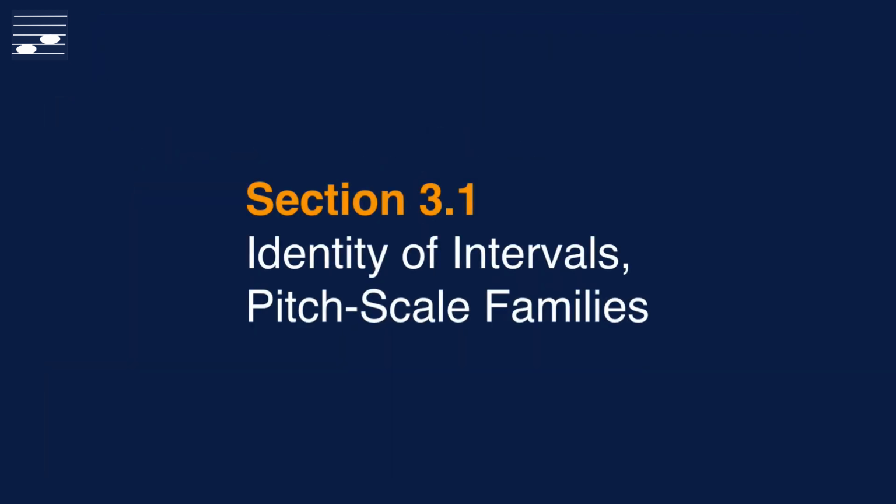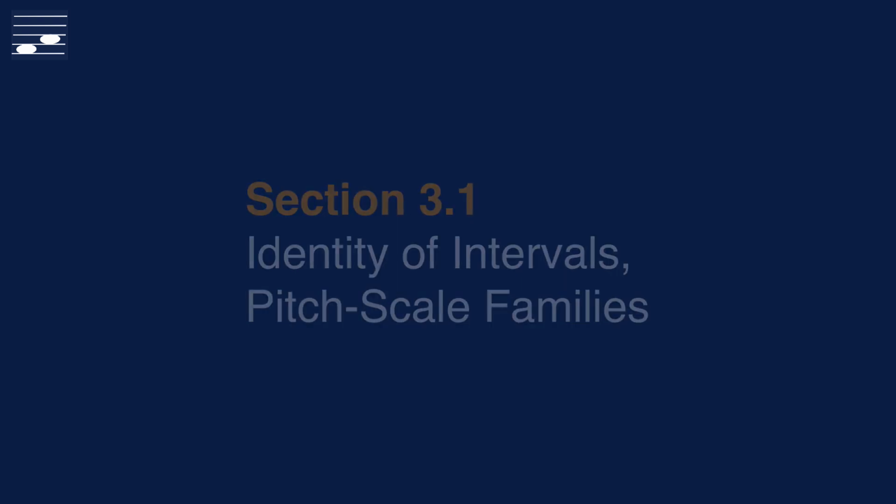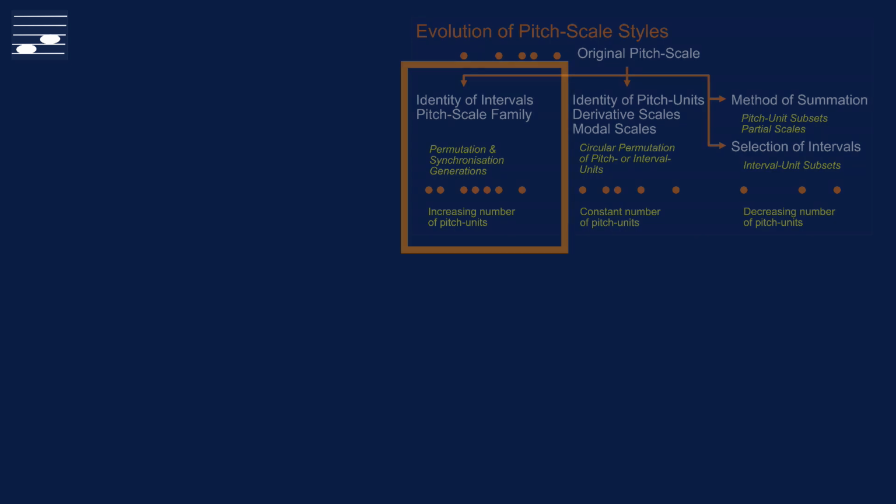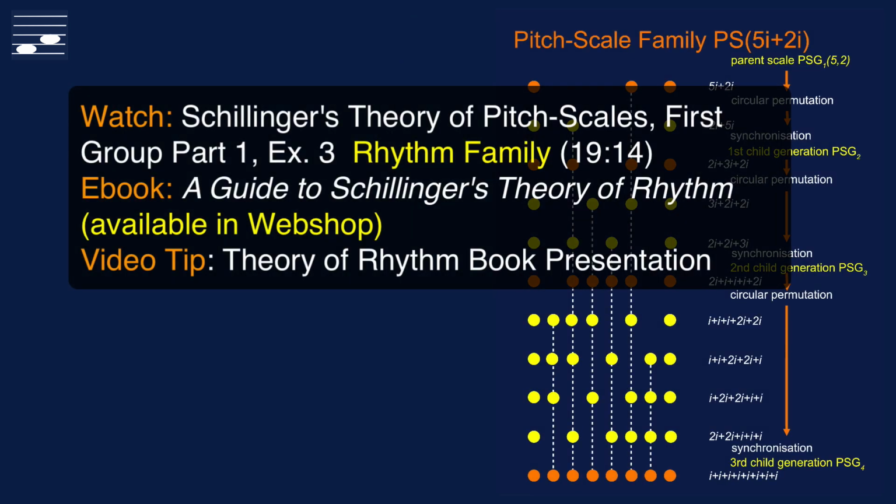The first method generates pitch scale families by using the interval identity feature. I'll mark the current approach in the overview diagram. The creation of families has been discussed in the theory of rhythm, for which I wrote a guide ebook and created an overview video on this channel. Also in part 1, near the end you'll find an example that uses a rhythm family, and a diagram that illustrates the process, which is analogous to what we will do now in the pitch domain.